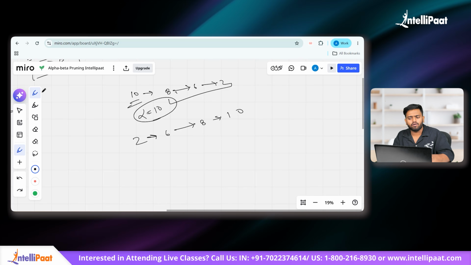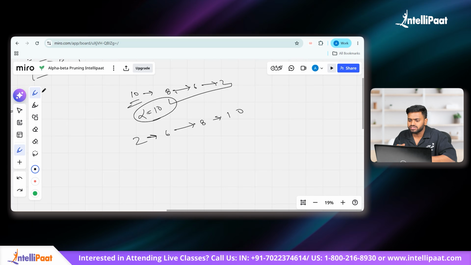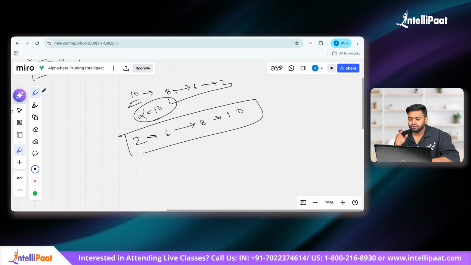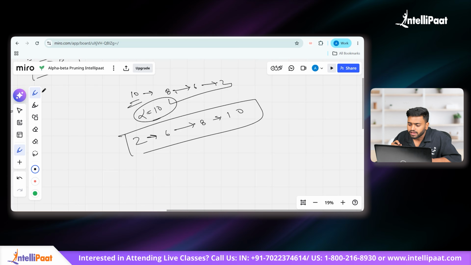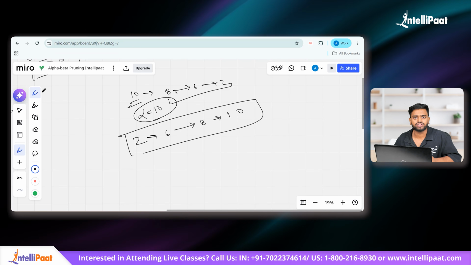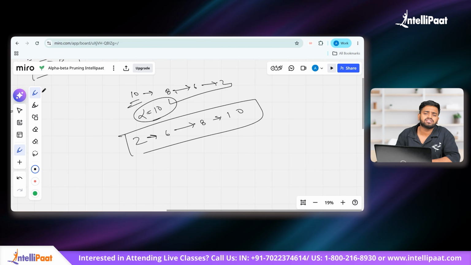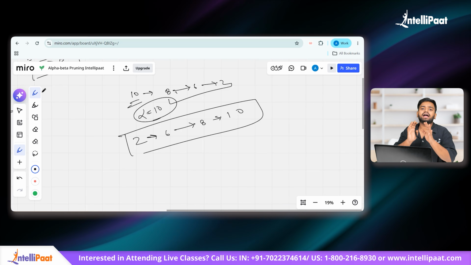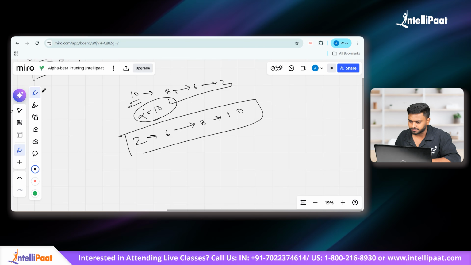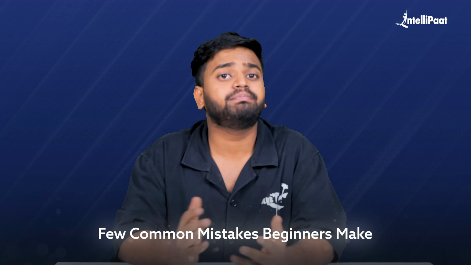Another question students often ask is whether alpha-beta changes the final answer. The answer is no. If you solve the same tree using Minimax and then solve it using alpha-beta pruning, both algorithms will produce the same optimal solution. Alpha-beta skips the calculations that are mathematically proven to be unnecessary and will not affect the final solution. There are also a few common mistakes beginners make.